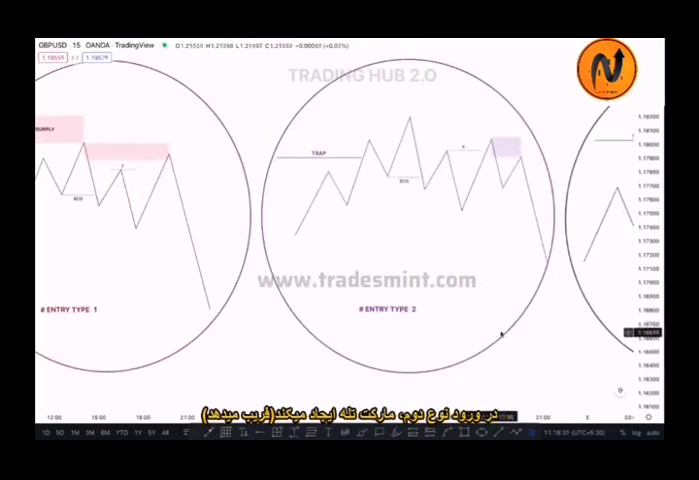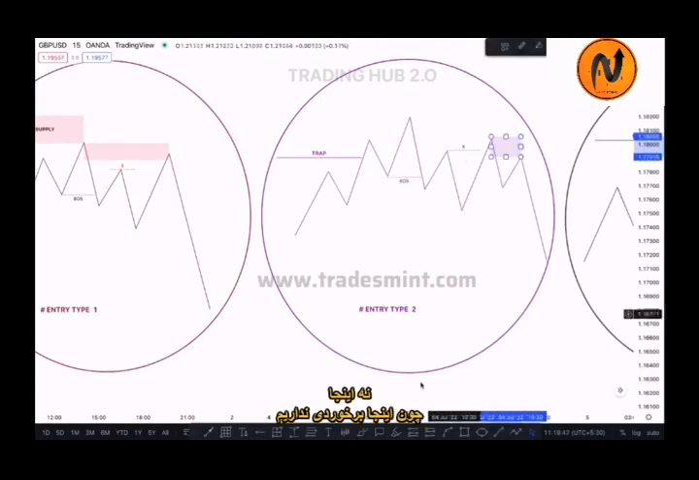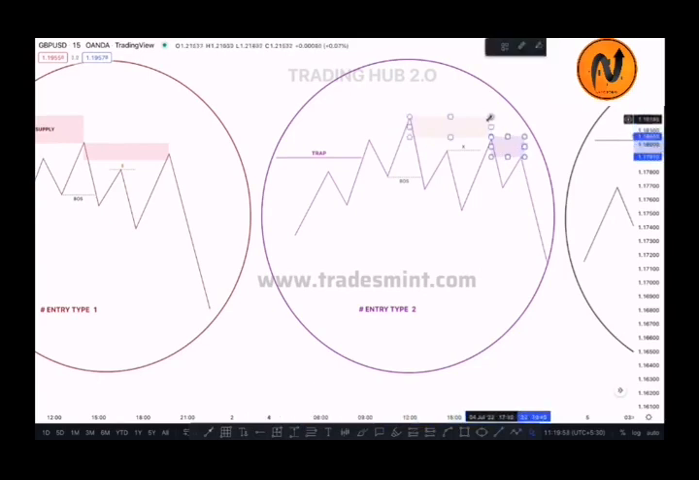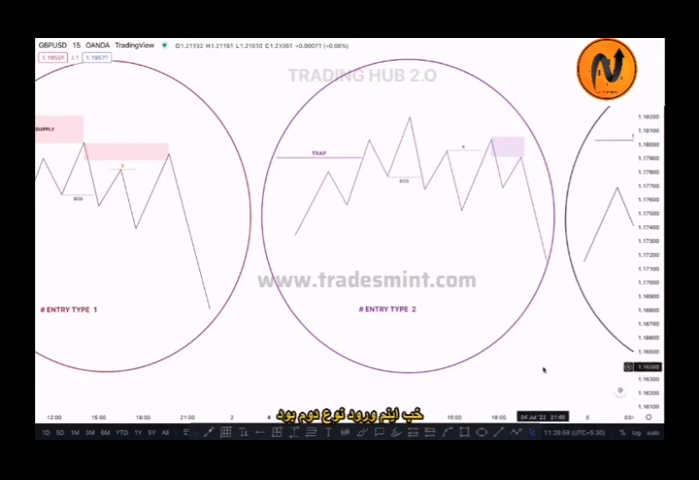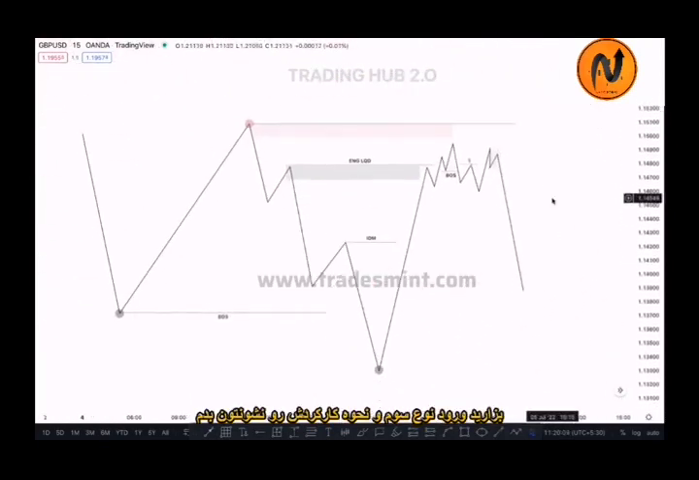And in entry type 2, the market traps the buyers and sellers, and then breaks the structure, takes out the high, and we can sell here, not here, because there is no mitigation. That's why we are not willing to sell here. We are interested in selling here, and this is a high probability setup, correct? So this is entry type 2, and let me show you how entry type 3 actually works, okay?